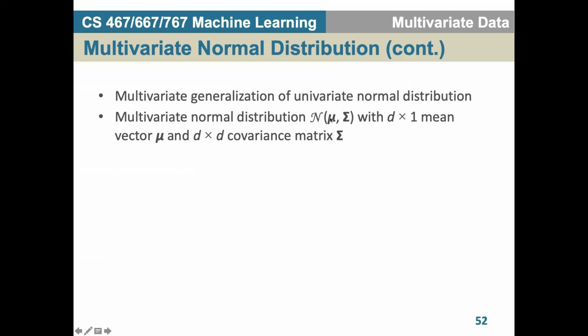Mu is d by 1, the mean vector, right? And sigma is the covariance matrix, d by d. So now you can see that in high-dimensional space, the Gaussian distribution itself has d plus d by d parameters you need to train. It's not just like before, only 2 parameters in the scalar case. Because in the scalar case, d is 1, so it's 1 plus 1.